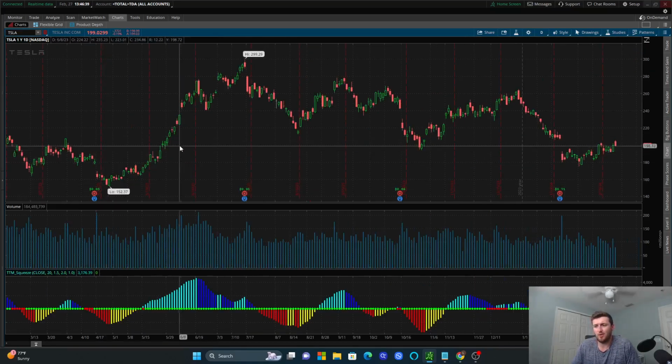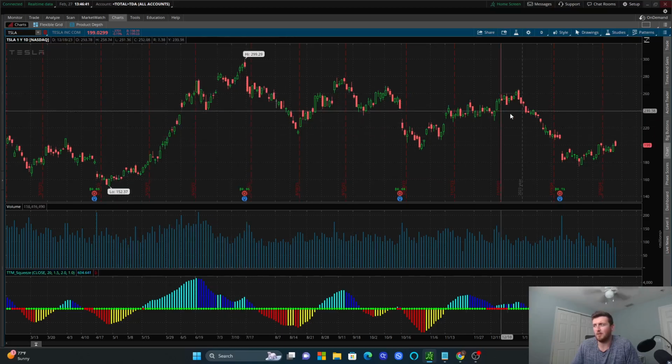So that's just a quick example of how you can use it. We had a big swing here, but let's look at this area right here and really see how it lines up.